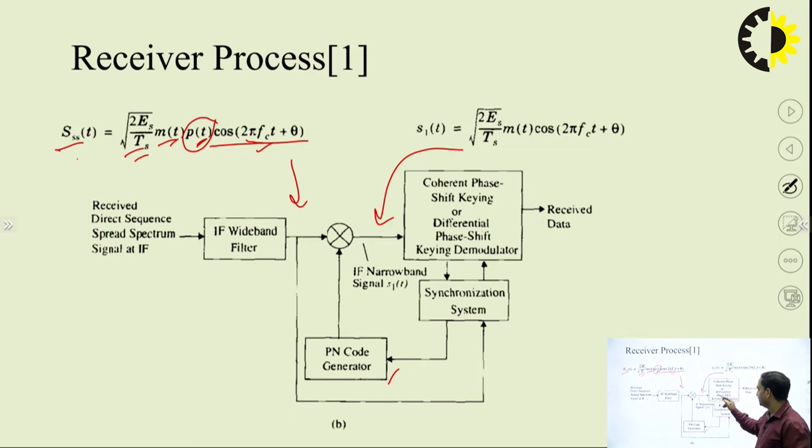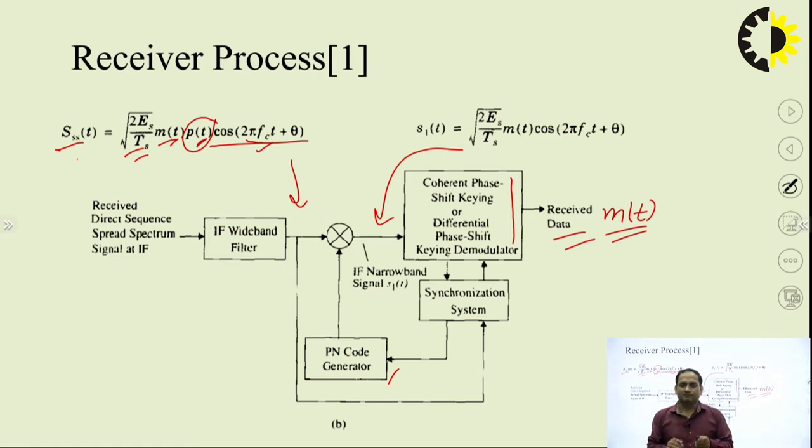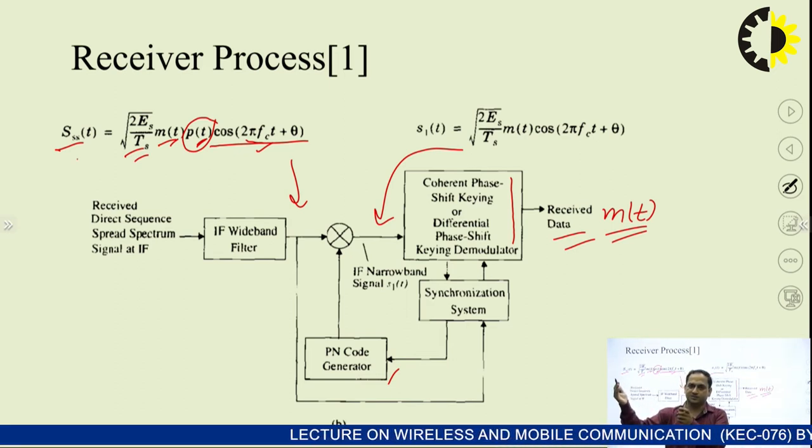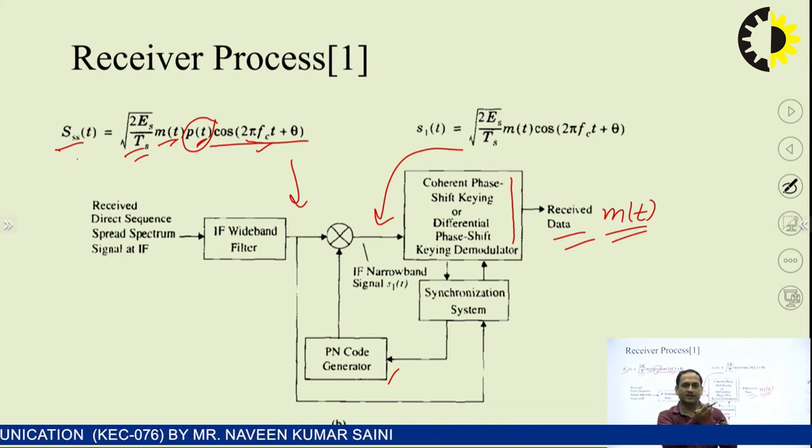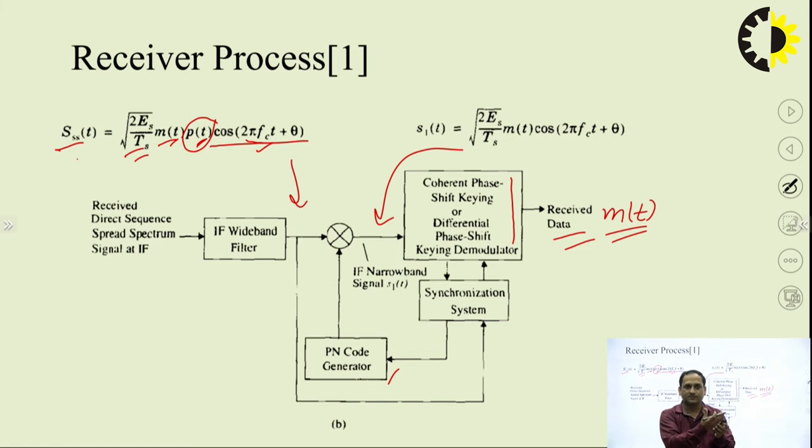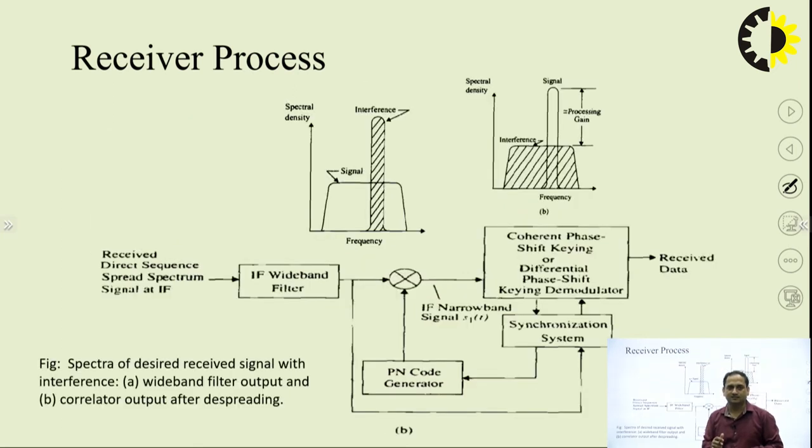Okay, so PN generation, then we are using the coherent phase shift key or differential phase shift key demodulator, and the output received signal will be here, the original signal which was transmitted there. So at this point, what we will get? We will get the M(t), right? So the same signal which was transmitted, we are getting at the receiving side. So in short, at the transmitter section, first the PN sequence will be used, then modulation will be there. After modulation, the signal will be transmitted. At the receiving side, first it will use the bandpass filter to take the section of the signal, and then it will pass through the PN code and then the demodulation, and after demodulation we will get the original message signal.